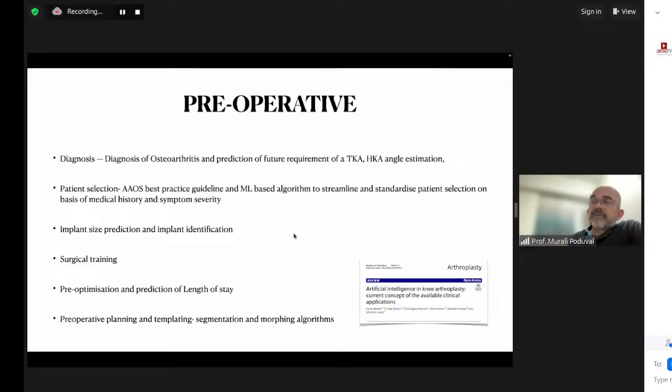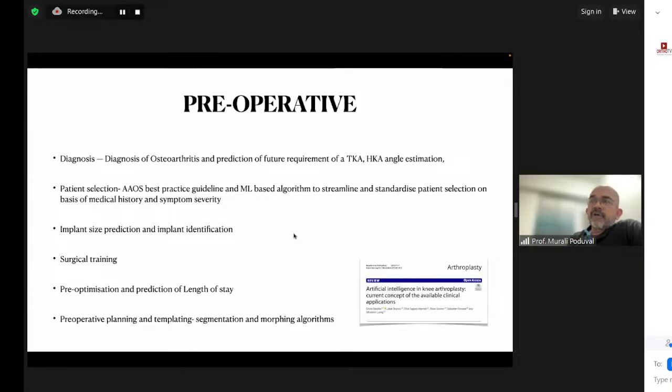Pre-optimization and prediction of length of stay has been extensively explored, but to the best of my knowledge, not implemented. It is still in research. You can use basic factors such as age, sex, comorbidities, previous surgeries, BMI and such other factors together, and then predict the length of stay. That has been explored a lot, especially from the Cleveland Clinic, but I am not aware, at least, of these being used in day-to-day practice.